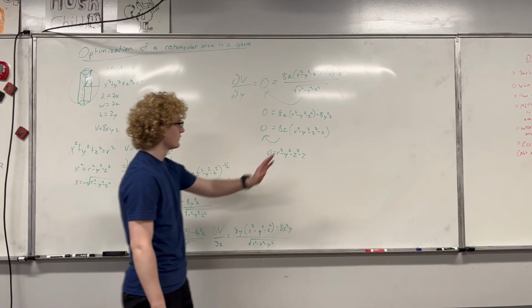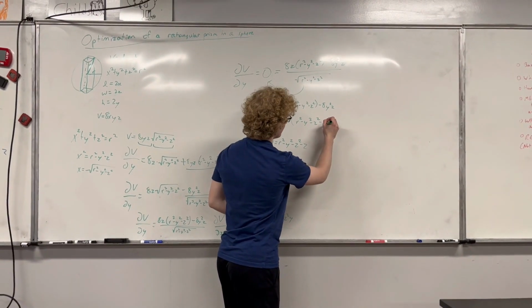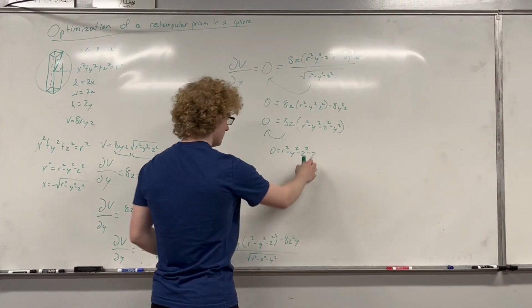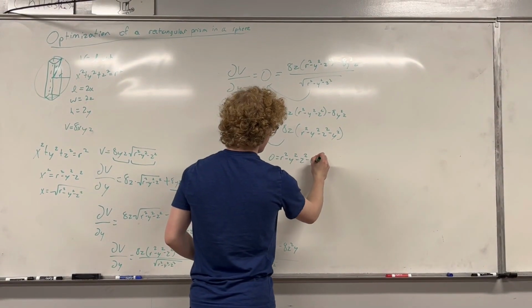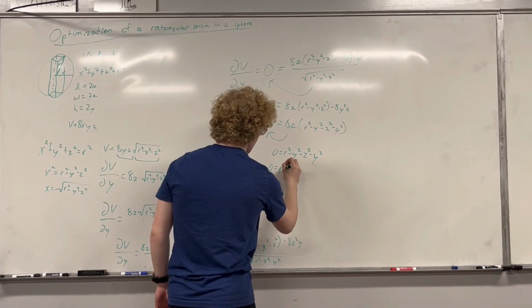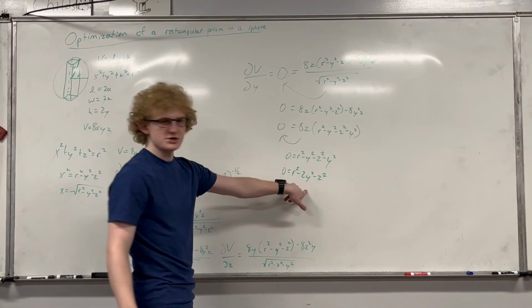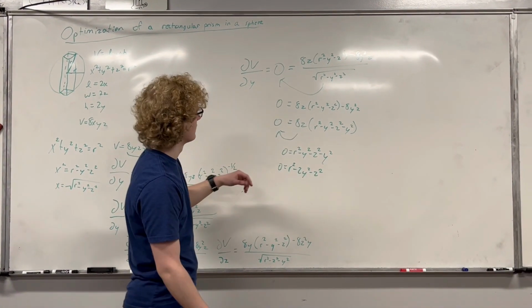Alright, we can start. I made a quick mistake here. I factored out 8z and I wrote z again. It should be y squared. So now we know that this should be y squared. And this equation should simplify down to 0 is equivalent to r squared minus 2y squared minus z squared. So much better equation than the other one I just had.